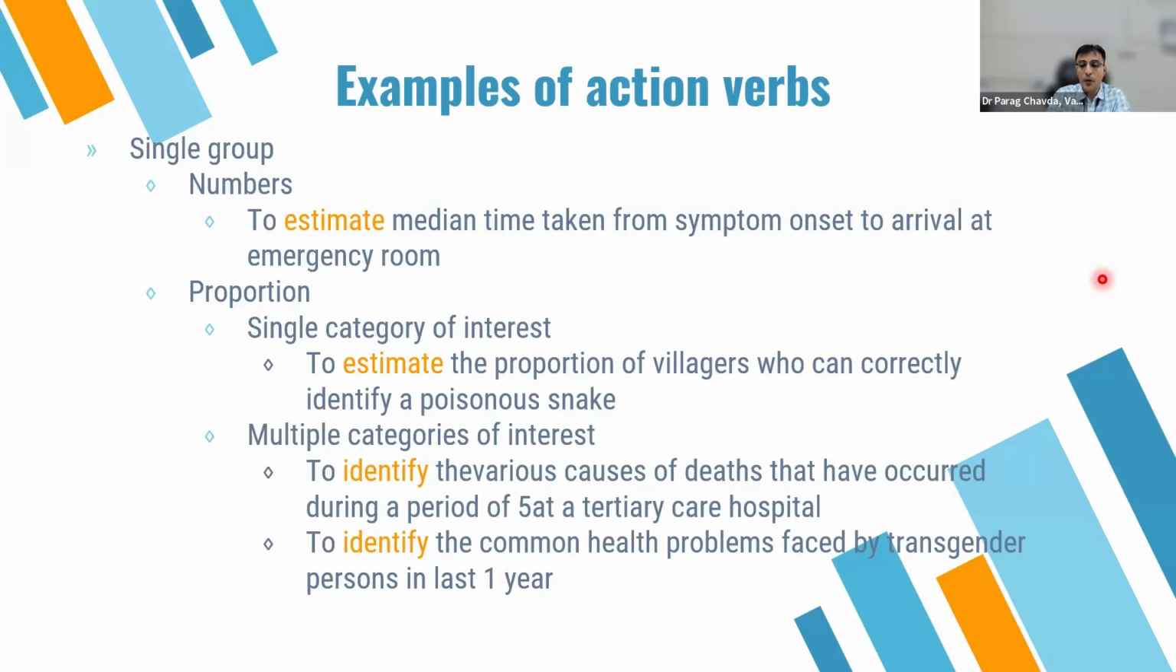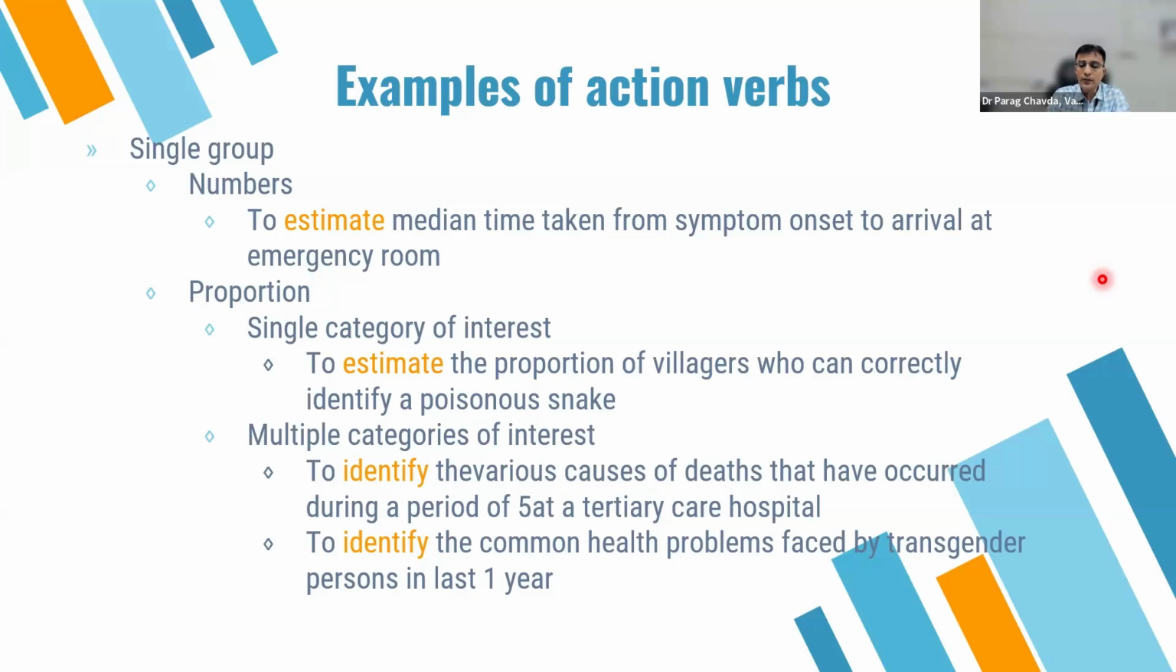When it is proportion, you might have more than one category as well. So think of the next two examples where we say the causes of death. Now the causes of death might be multiple, right? And you might not say that I'm interested in only one particular category. I'm trying to find out what's the percentage with each of those categories. So in which case, to identify the various causes of death might be a good action word.